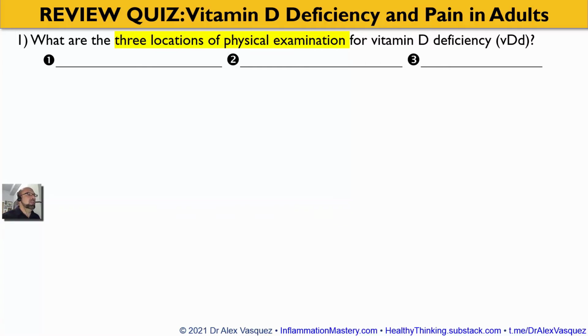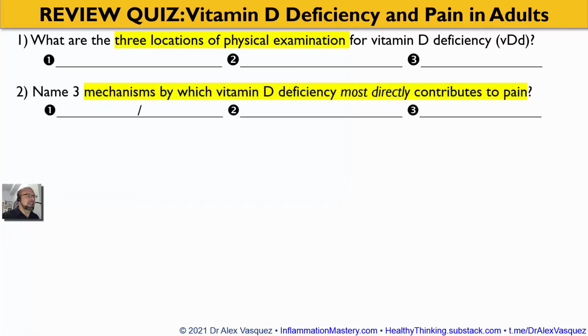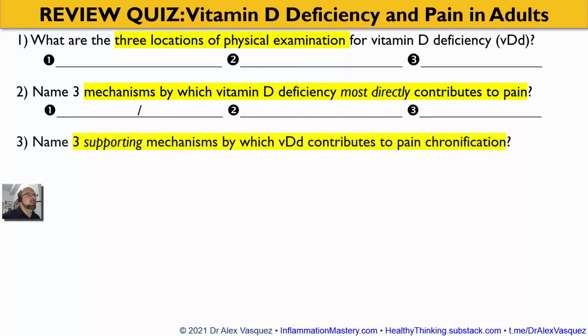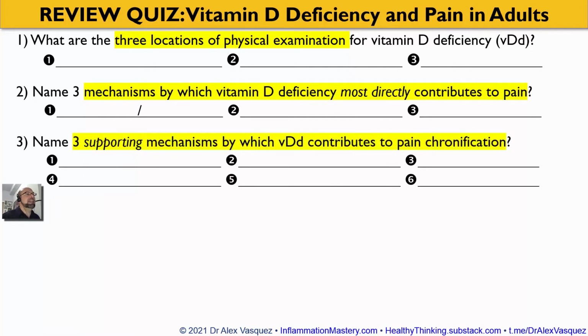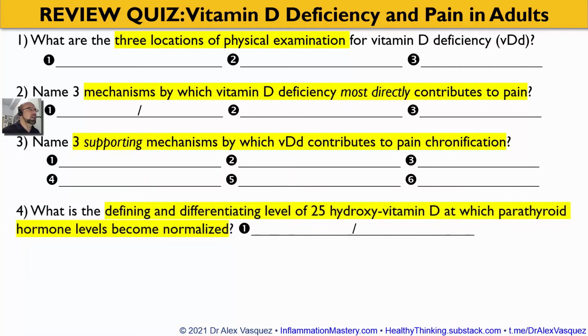I previously reviewed what are the 3 locations of physical examination for vitamin D deficiency in adults. Name at least 3 mechanisms by which vitamin D deficiency most directly contributes to pain. I think those top 3 will be quite obvious to you after watching the part 1 video. And then name at least 3 more supporting mechanisms by which vitamin D deficiency contributes to pain chronification. You should be able to name at least 3 more, if not 6 more.